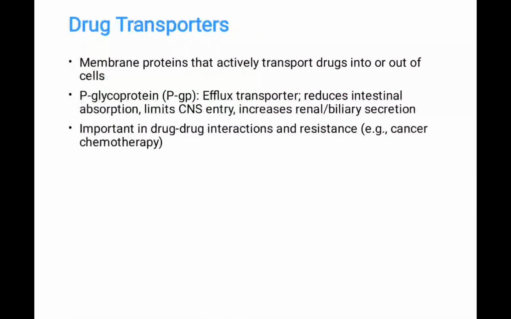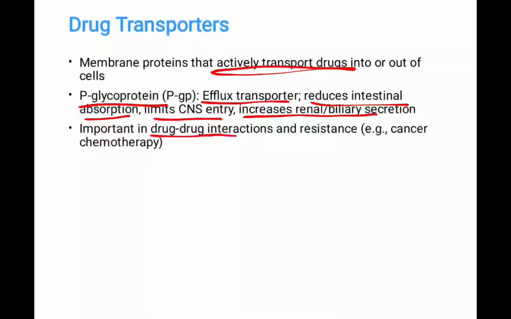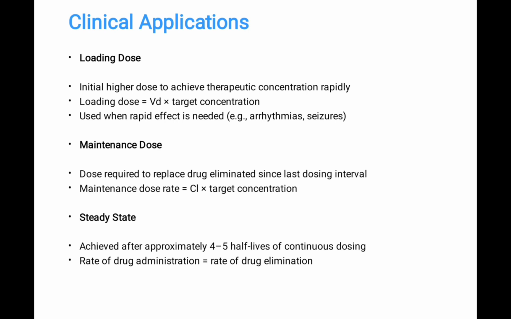We have drug transporters. These are membrane proteins that actively transport drugs in or out of the cell. P glycoproteins, remember we said they are efflux transporters. They reduce intestinal absorption. They limit CNS entry. They increase renal and biliary secretion. They increase secretion of those drugs out. They reduce intestinal absorption, like we have said earlier. It is important in drug-drug interaction as well as what? Resistance, for example, in cancer chemotherapy.